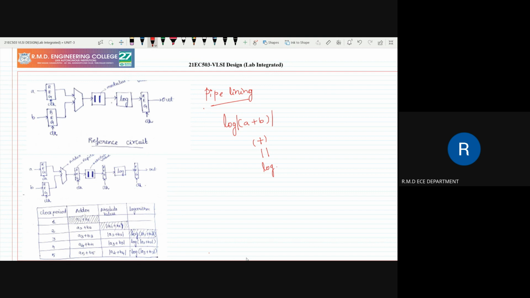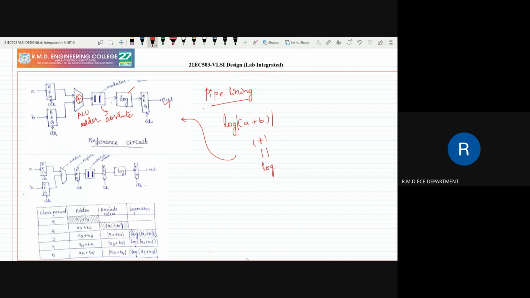Now we transform this into a diagram. Normally the A register and B register feed into an ALU, which does the adder operation. Then it takes the absolute value. This line is nothing but the absolute value. And finally, we take the log. That answer is stored in the register and displayed as an output.